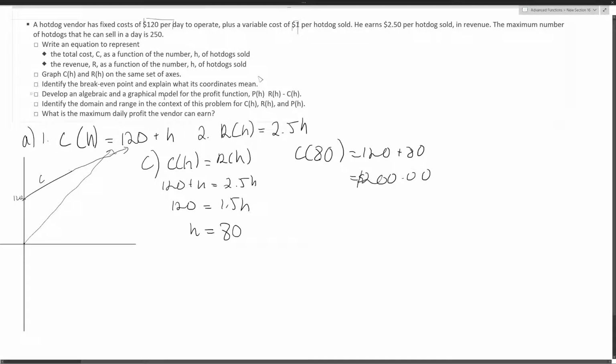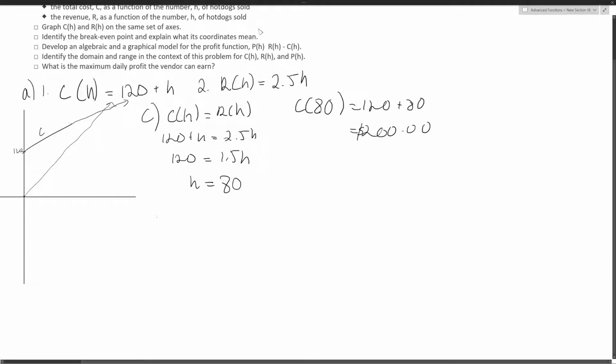Oh wait, actually we missed one part. It's asking us to define the profit function. So what is the profit function? Well, luckily for us, it is saying what it is. It is equal to R of H minus C of H. We can now substitute our values in for each of these and we get 2.5H minus (120 plus H), which is equal to 1.5H minus 120.